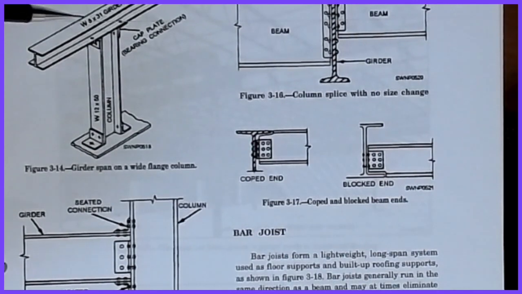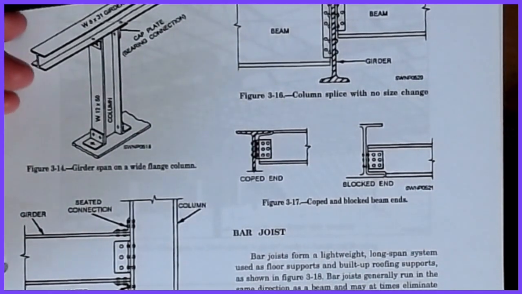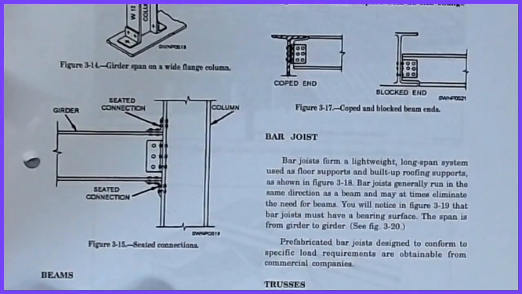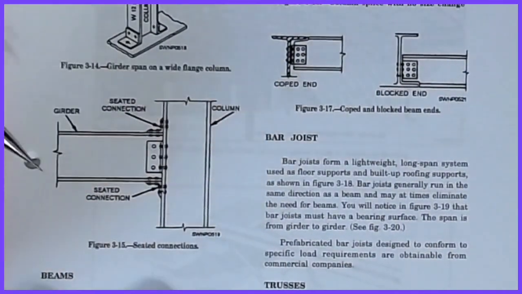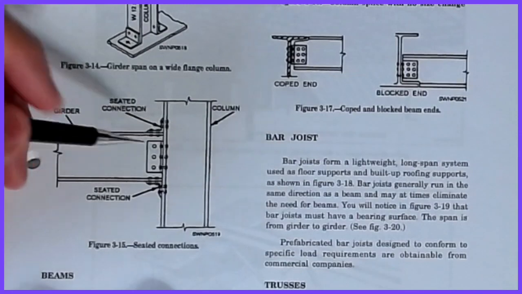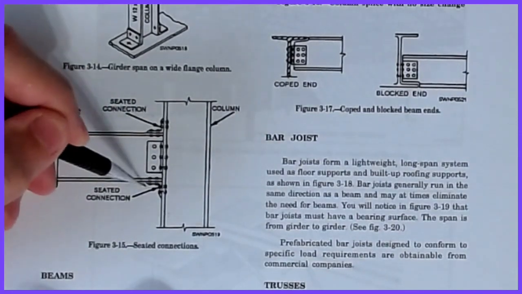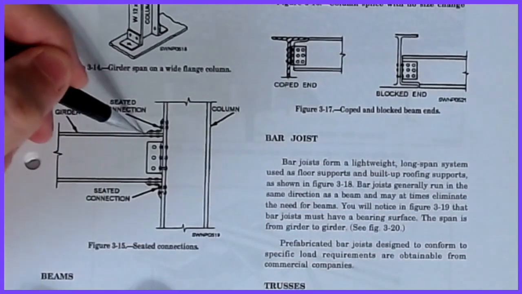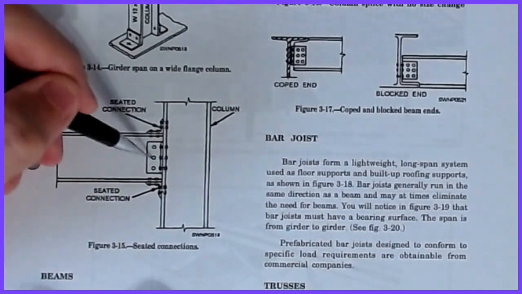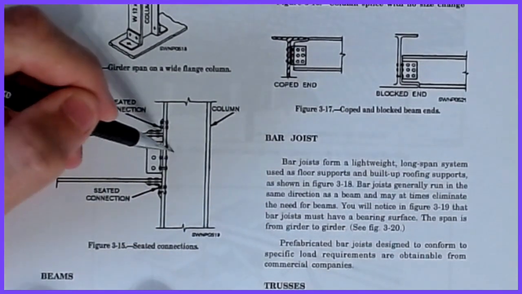Once you get past the columns, this is a case where the girder runs over the top of a column. But you can also have a case where the girder comes into the side of a column. Then we come up with what we call a seated connection, where you put an angle here on the bottom and an angle up on the top. You can have web connections that go into the web of the beam and then bolt into the column.